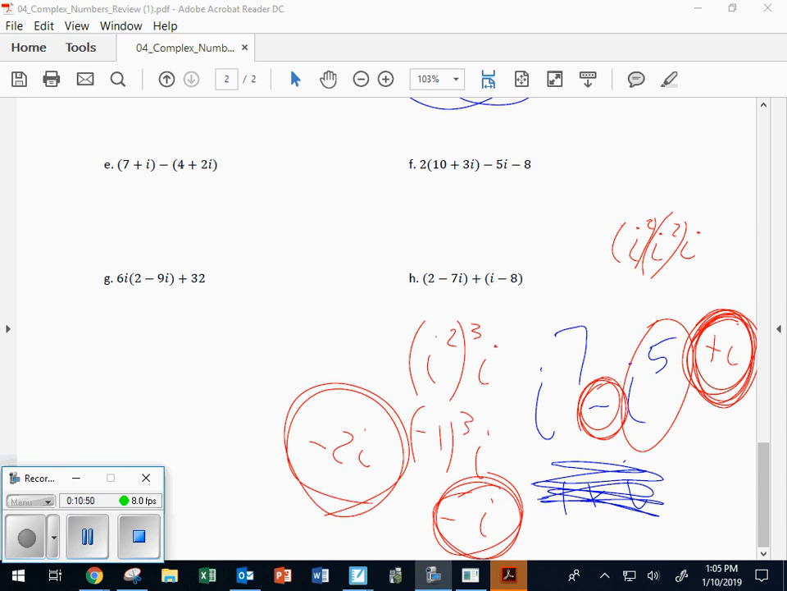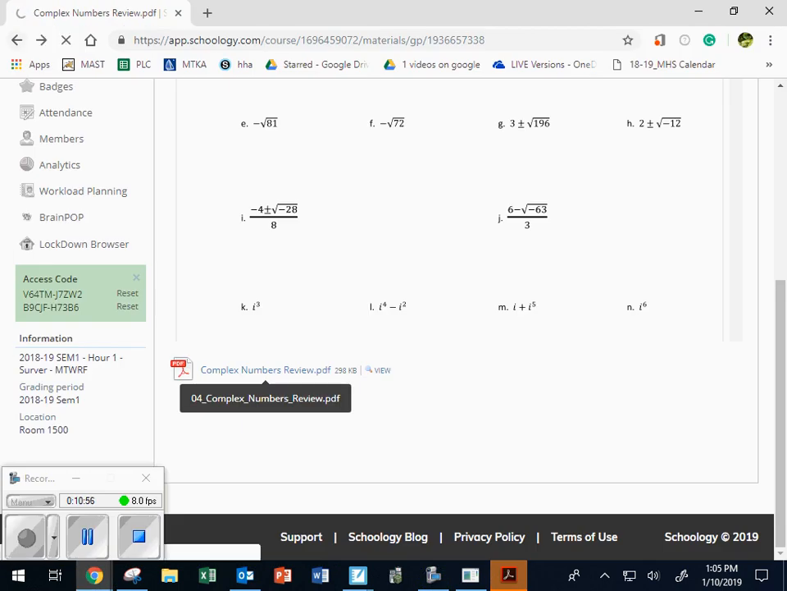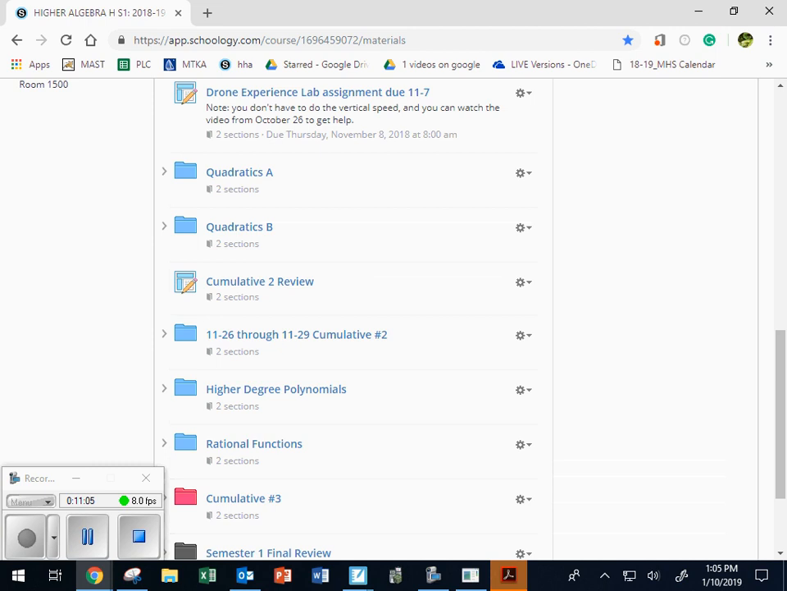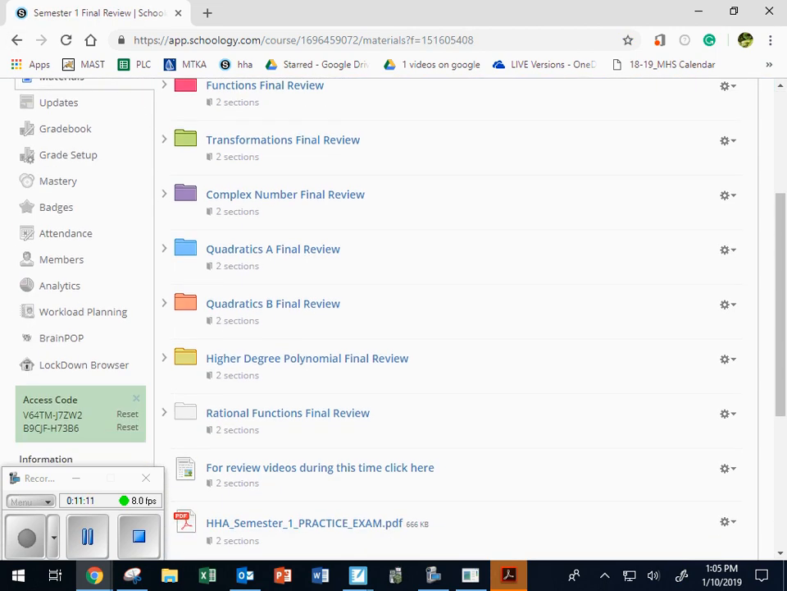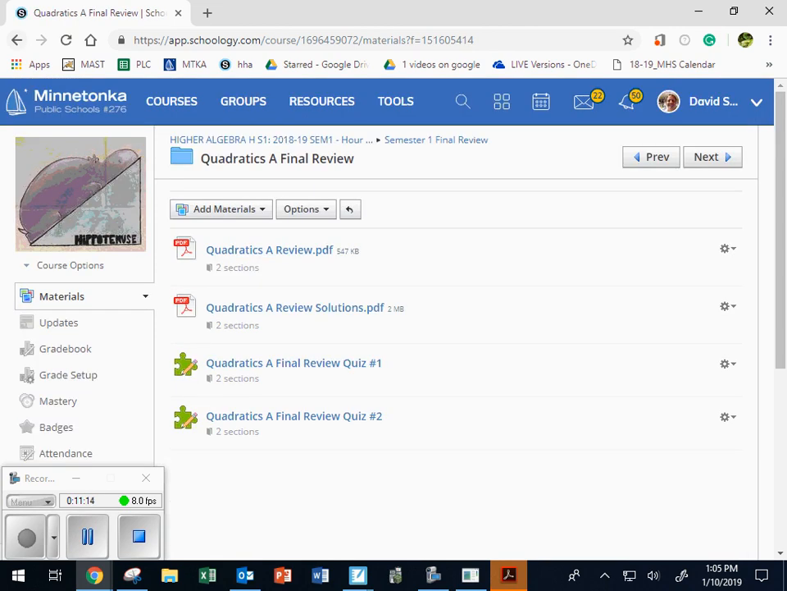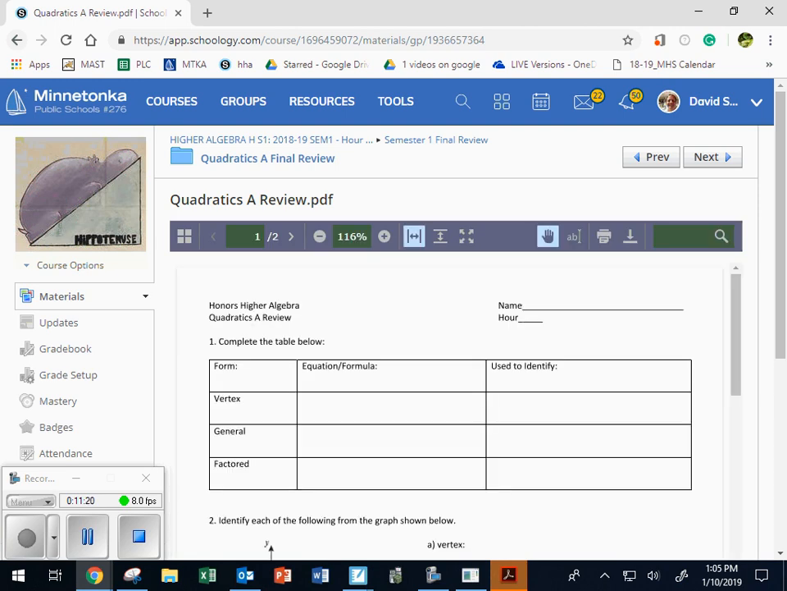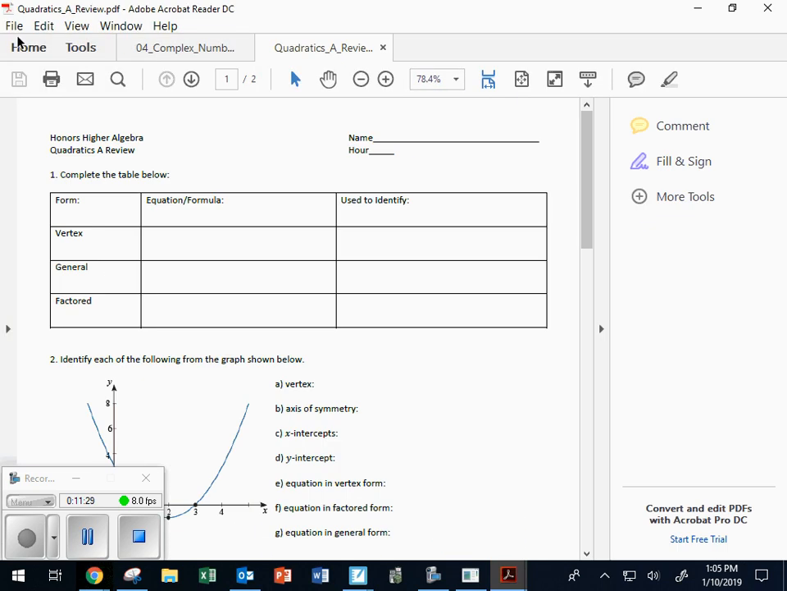All right, next topic. Let's go back into Schoology and see what happens after complex numbers. After complex numbers, we have Quadratics A. That had a lot of stuff on quadratics. So first off, let's talk about these different forms. Do you remember vertex form versus general form versus factored form? Remember all those forms? I'll give you an example for each one. I would write this in.